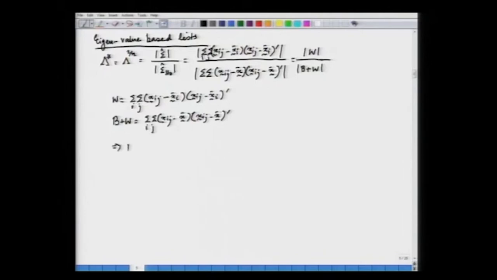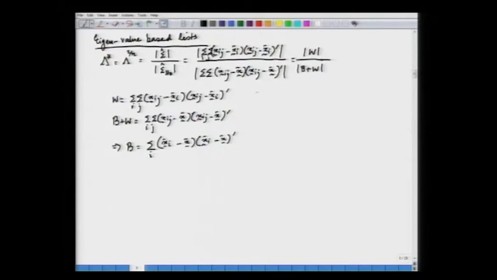giving me the B matrix as, what we have to do is actually take plus and minus x_i bar in this expression B plus W, and obtain my B matrix as (x_ij minus x_i bar)(x_ij minus x_i bar) transpose. Sorry, just a little correction here, this is x_i bar. So, we have x_i bar minus x bar, that is why we have the single summation. That is, x_i bar minus x bar, x_i bar minus x bar prime over i.